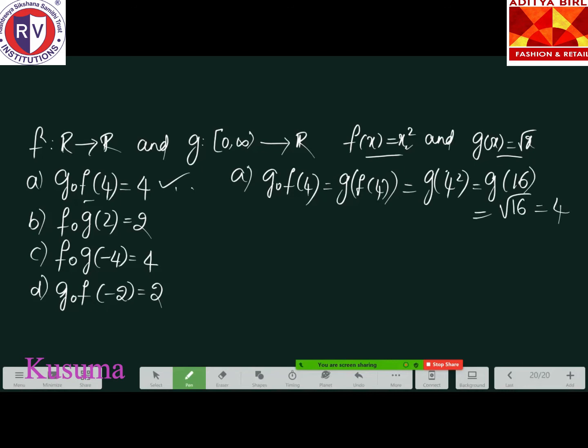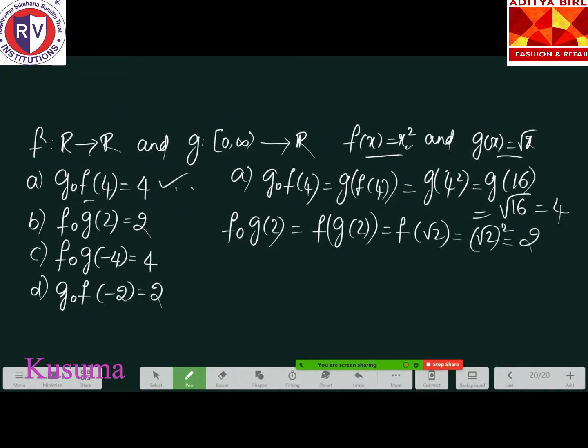What about B? F of G of 2. F of G of 2 will be F of root 2. F is a function which takes the square, so root 2 whole square will be 2. The second statement is also true.